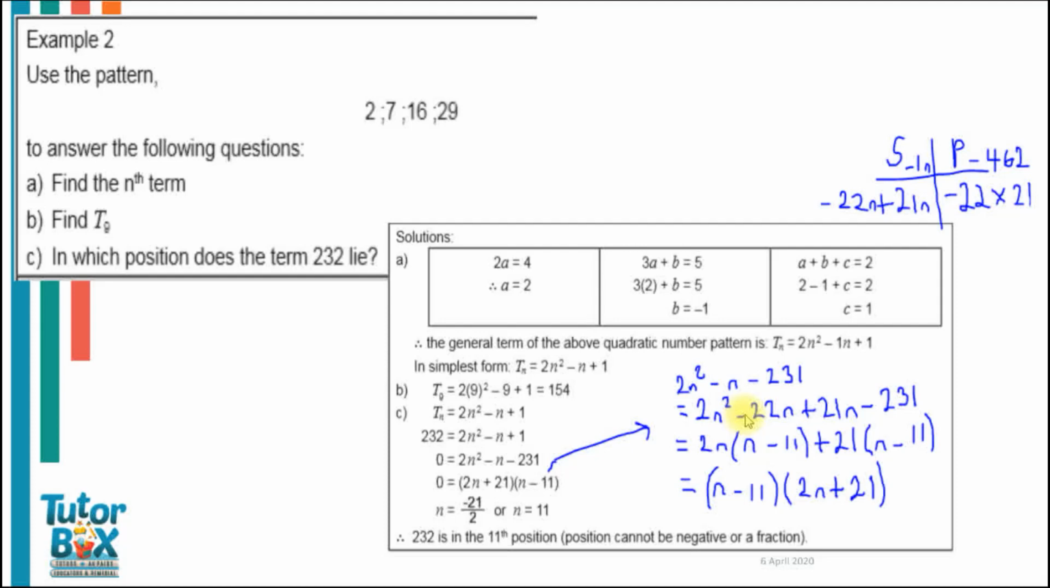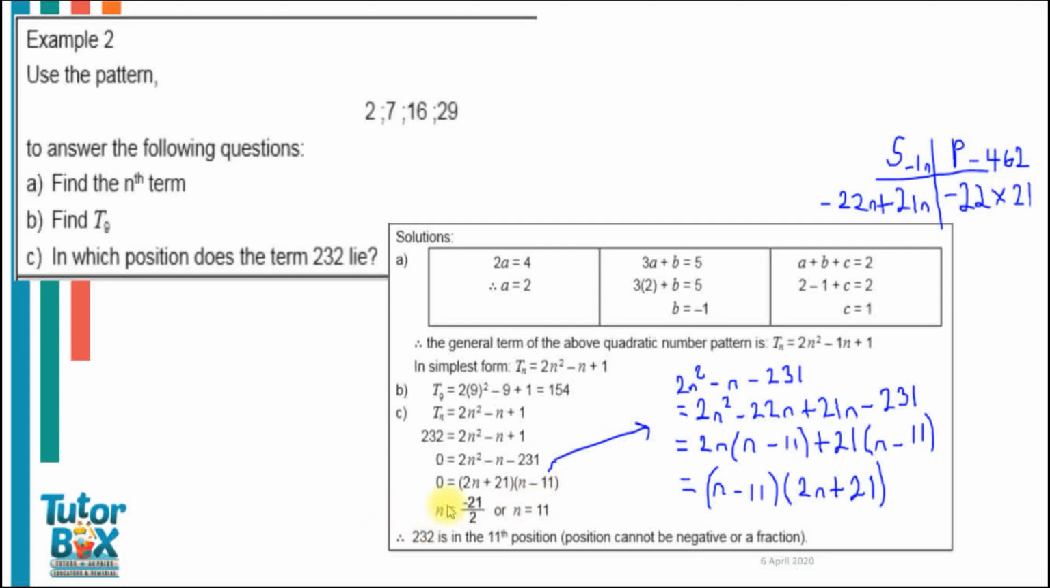And then I take out the common factor here, which is 2n, and then this side I'm left with n minus 11, right? And then plus here I take out 21, I'm left with n minus 11. Okay, and then now this becomes n minus 11 times 2n plus 21. So if you guys have forgotten how to do these, please just check with your grade 10 notes. Right, so this is now equal to 0 is equal to 2n plus 21 and n minus 11.